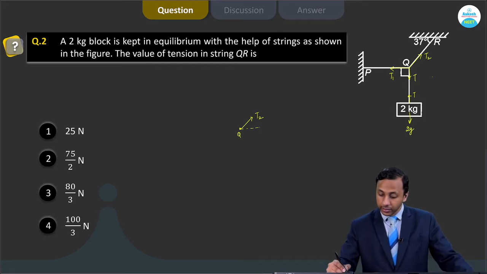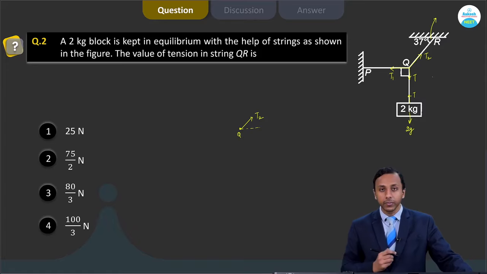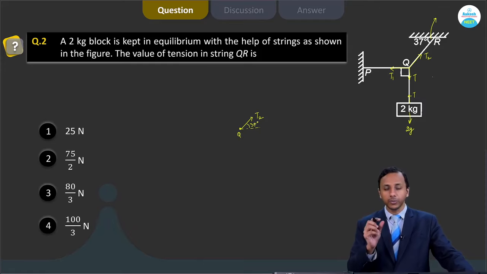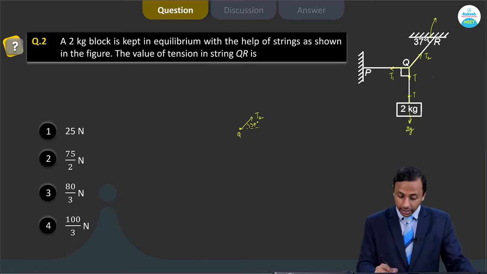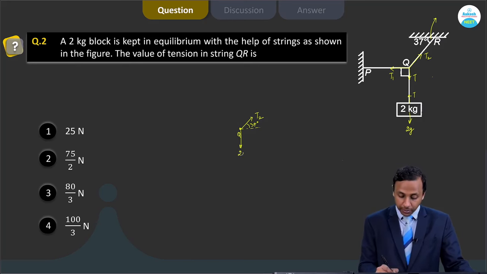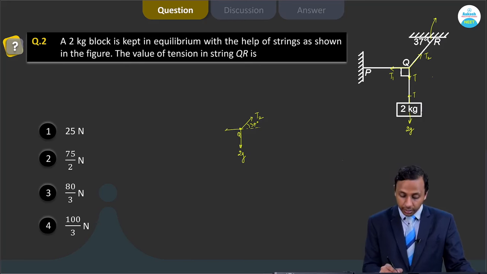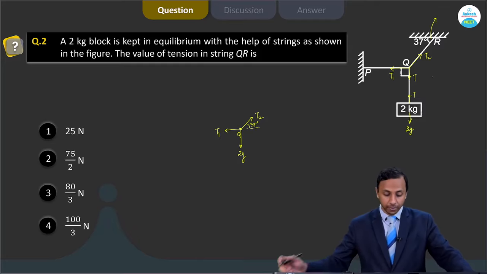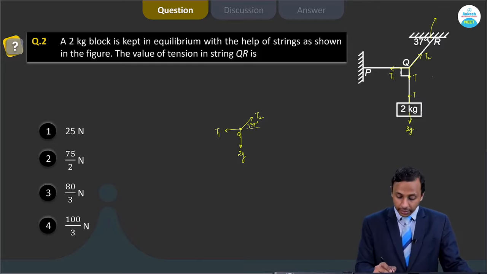And as you can clearly see, this angle has been given to you, which means this angle over here, the angle that tension T2 makes with horizontal, is going to be 37 degree. And the downward tension is T, which is equal to 2G. So I'm simply writing it as 2G. And towards left, you have your T1. Since it's given that they are in equilibrium, if we resolve these forces, here you will get T2 cos 37 degree, and towards the top, you're going to get T2 sin 37 degree.